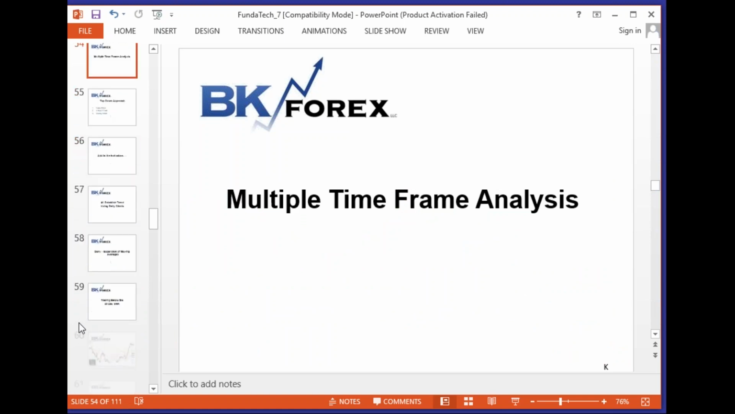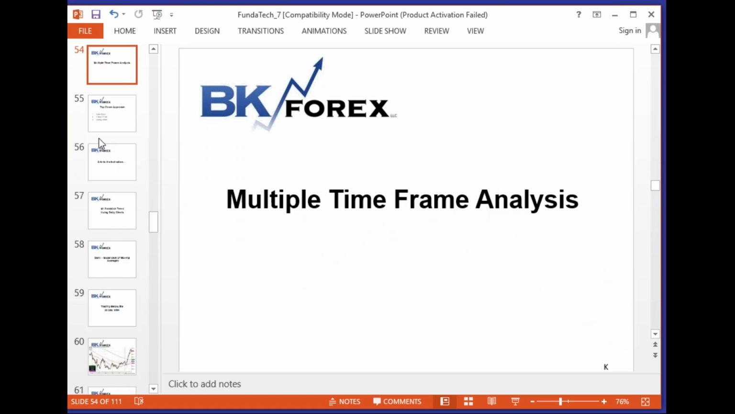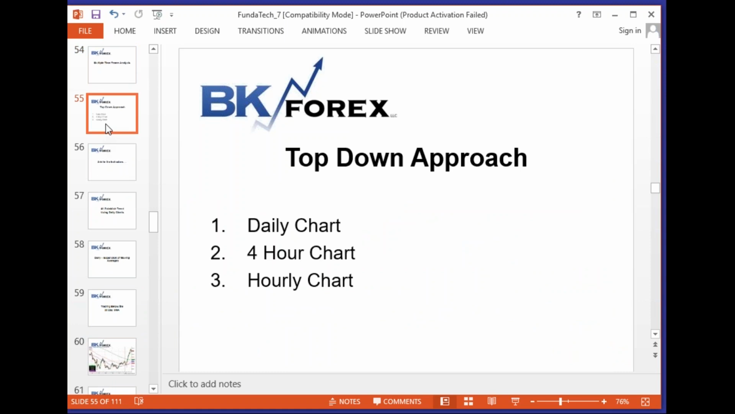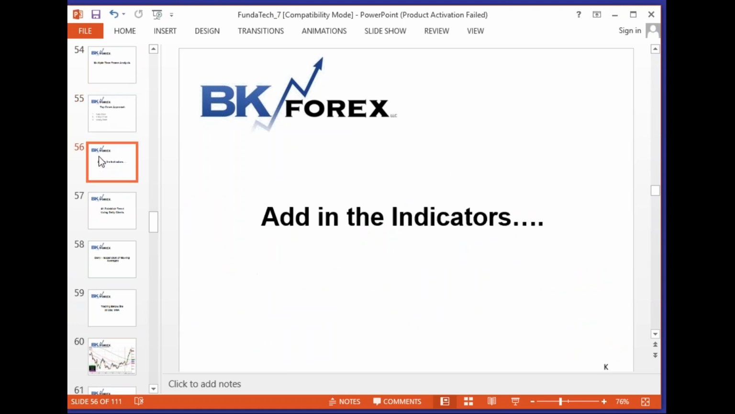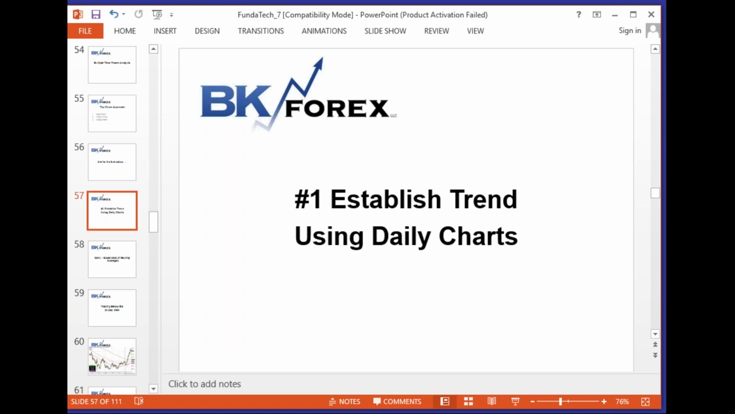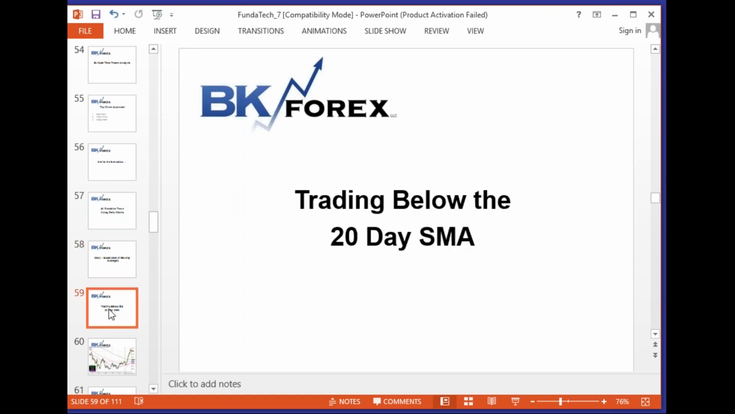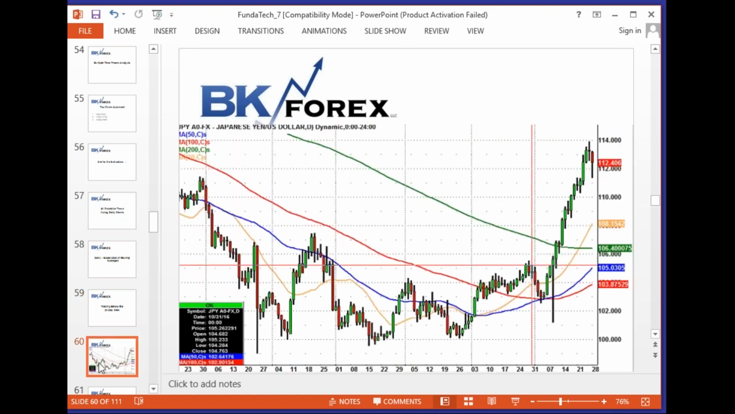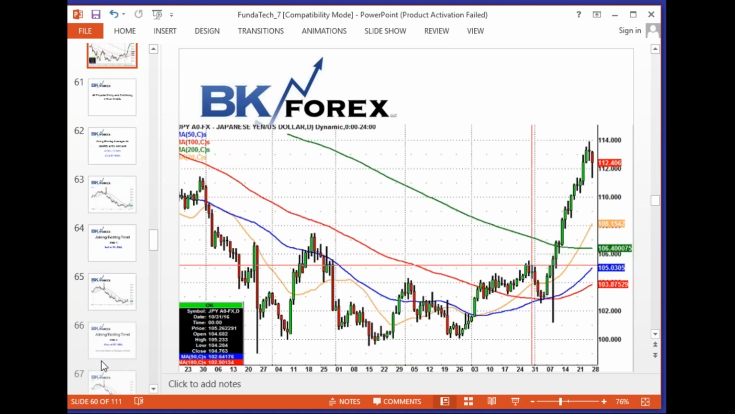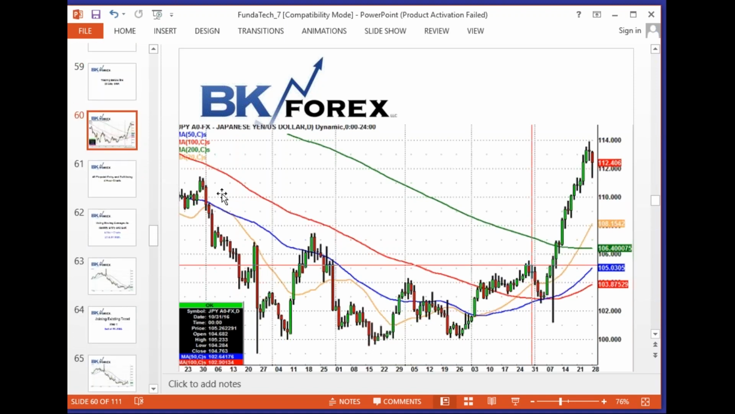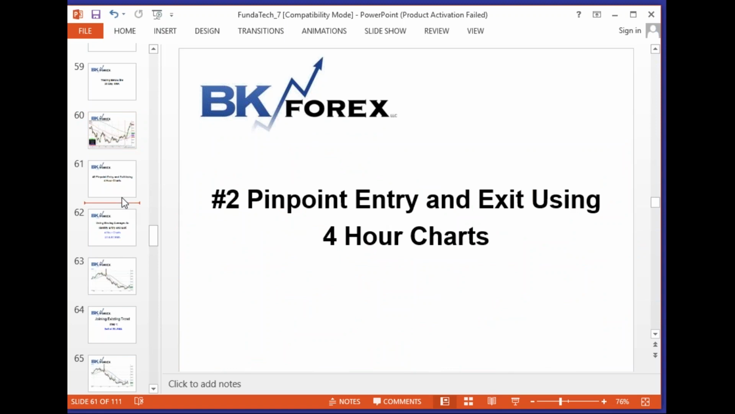You can also trend trade using multiple time frame analysis. I actually do that quite often from a top-down approach, looking at daily charts, 4-hour charts, and hourly charts. And what I like to see is a break of multiple significant moving averages. So first you establish the trends using a daily chart. You want to look for an expansion of moving averages. You want to look for it to trade above or below the 20-day SMA, depending upon which direction you want the trend in. So in this case, we have an uptrend, so we want to look for dollar yen to be trading above the 20-day SMA, but it can be well above it. After that, we look at our 4-hour charts to pinpoint our entry and exits.